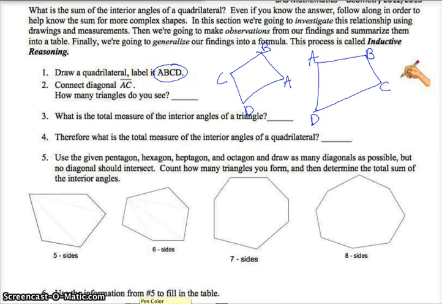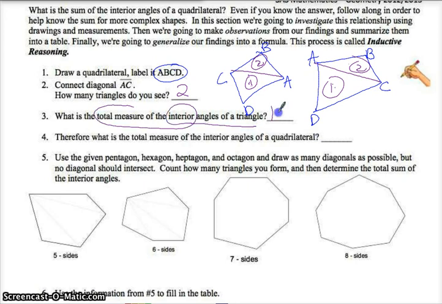Okay, let's connect diagonal AC. Whatever your diagram looks like, there's diagonal AC. How many triangles do you see? Well, here's 1, here's 2. I see 2 triangles in my quadrilateral. Well, what is the total measure of interior angles of a triangle? We just said it's 180 degrees. Therefore, if this one is 180 degrees, and this triangle is a total of 180 degrees, and I have 2 triangles, then all 4 of these angles in here must be what? That's 180 times 2, because there's 2 triangles, so that's 360 degrees.